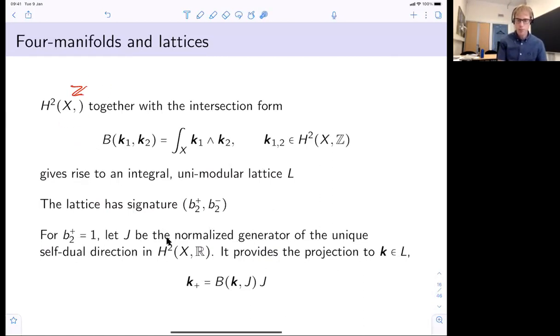The middle cohomology provides an intersection form just by integrating differential two forms, and this intersection form is integral, and it is usually unimodular, so it has determinant plus or minus one. This lattice is not necessarily positive definite; it can have positive and negative directions. It has signature (b2+, b2-). In particular, we deal with manifolds where b2+ is equal to one. And in this case, let J be the normalized generator of the unique self-dual direction in H2, where it is self-dual with respect to the Hodge star.